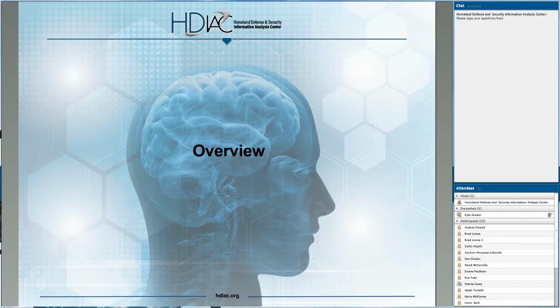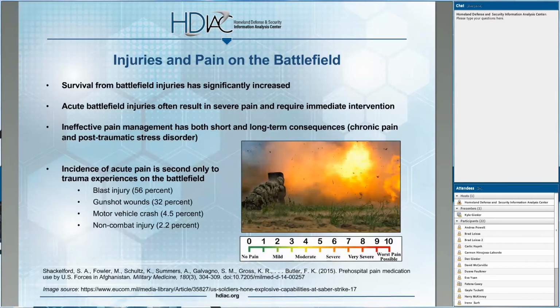So the focus of today's presentation, of course, is on battlefield pain management, which is becoming more and more of a focus point in the U.S. military today. And this is largely due to the fact that survival from battlefield injuries has significantly increased over recent years. This is largely due to improved battlefield hemorrhage controls, improvement in resuscitation, increased blood product availability, surgery, and rapid evacuation to, say, higher levels of care. But improvements in early pain management on the battlefield have evolved far more slowly.